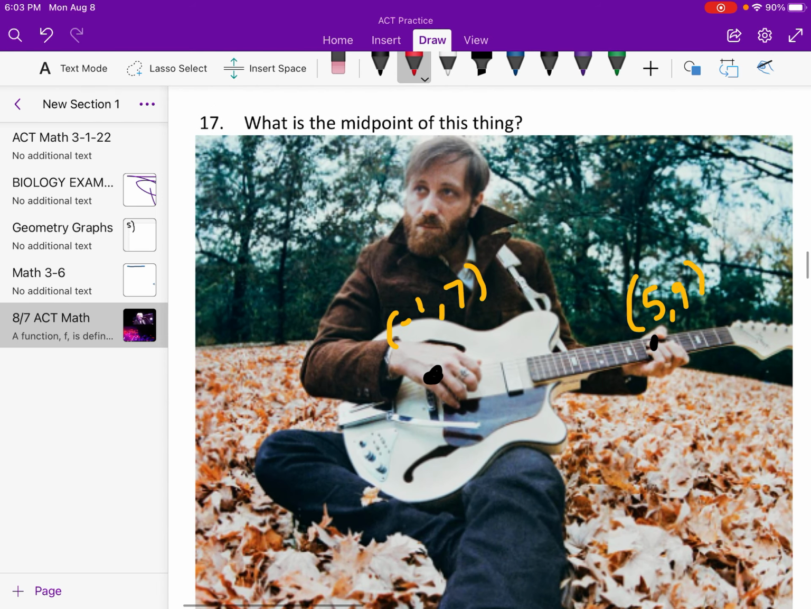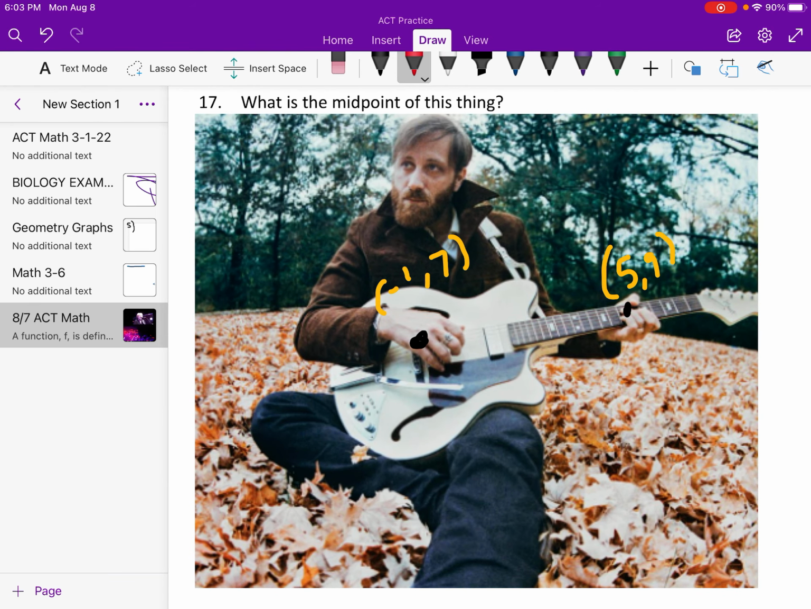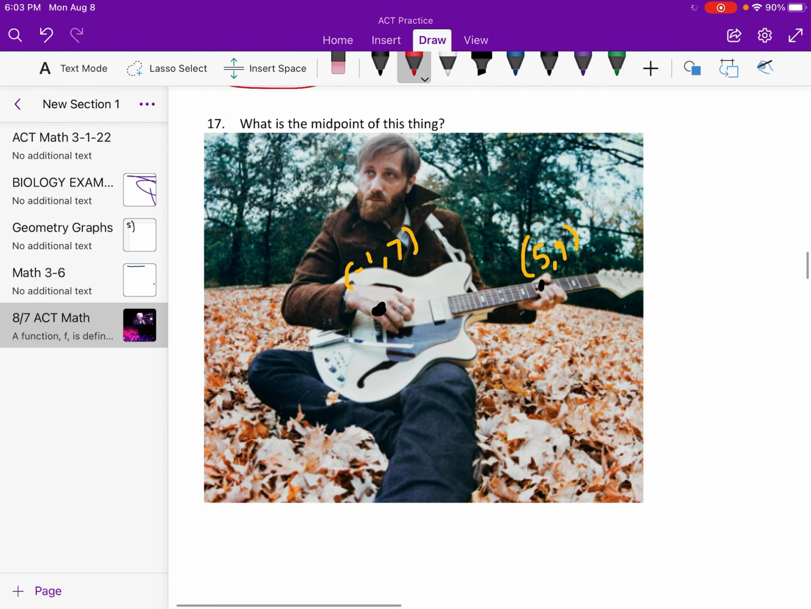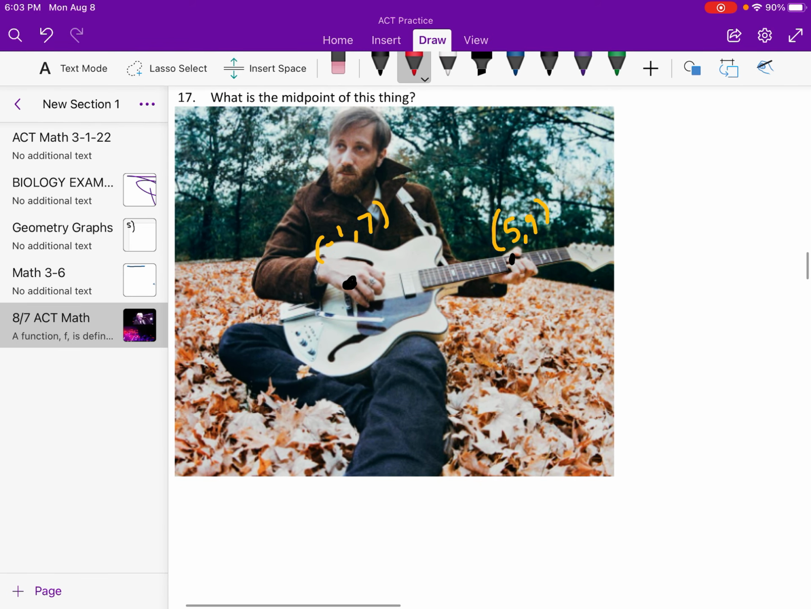Okay, what would the midpoint of this thing be? It might be kind of hard for you to see. This is a picture of Dan Auerbach from 2017. Well, probably really 2016. But how do you find the midpoint? Well, for the midpoint, you just take the x's and divide them by 2. So you just do x1 plus x2, divided by 2.